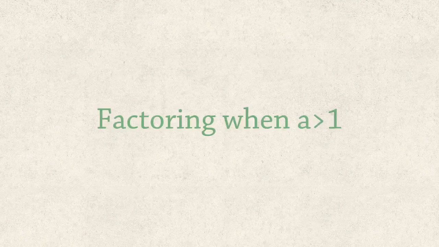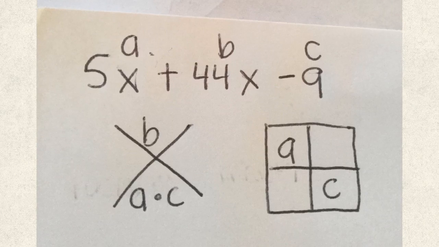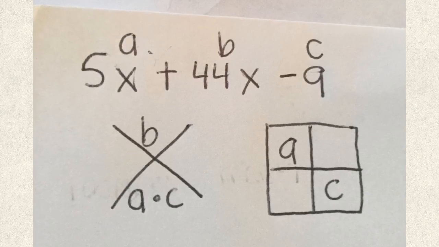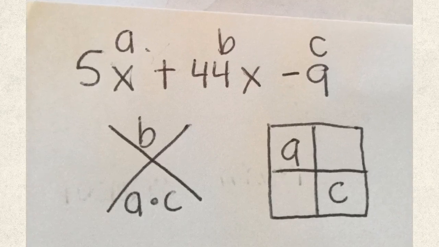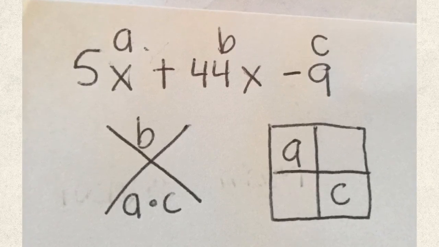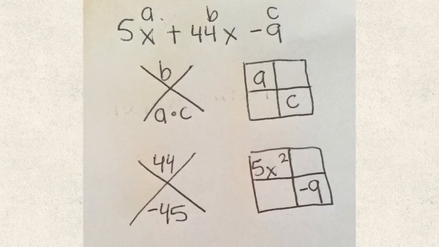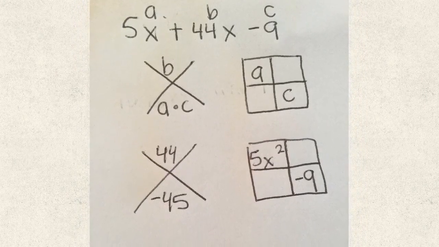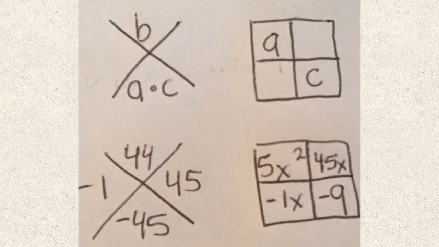Just like the one before, this is the same ax squared plus bx plus c form, but this time a will be greater than 1. Factoring when a is greater than 1, you'd put a in the top left corner and c in the bottom right corner. And you would put the x with b on the top and a times c on the bottom. The x shape still works the same, so you find a number that would multiply to be negative 45 and adds to be 44.